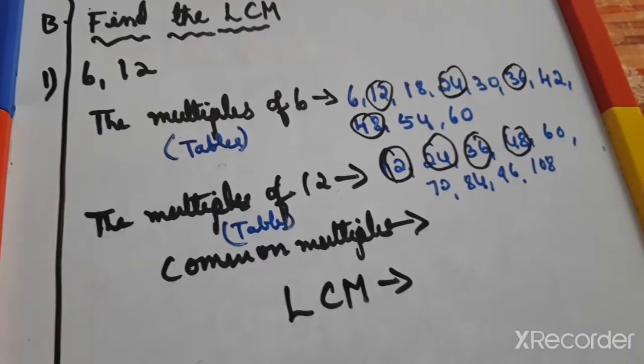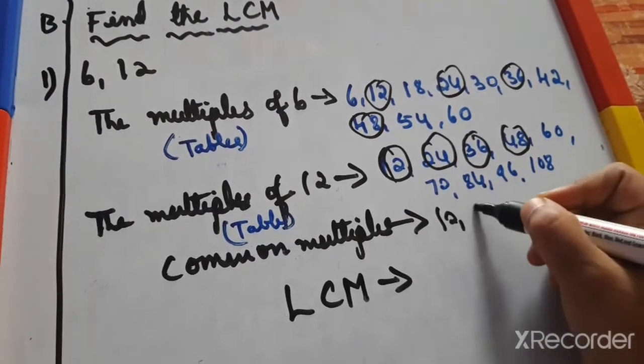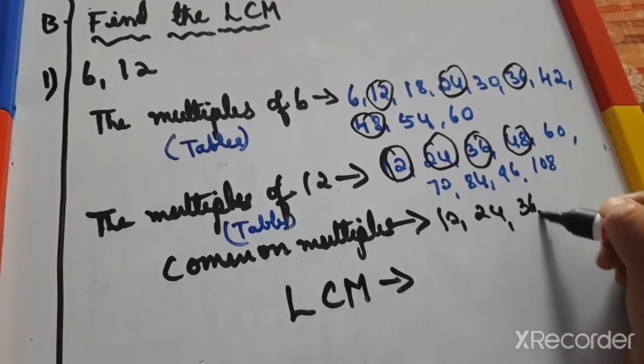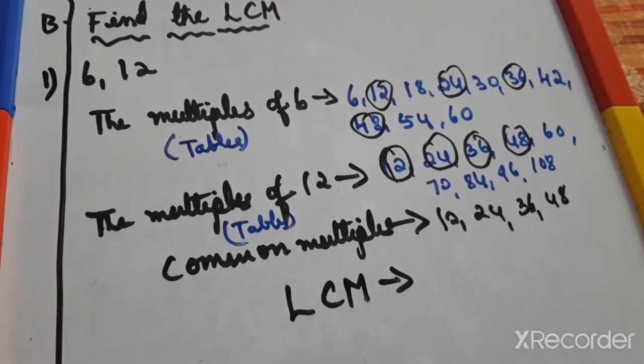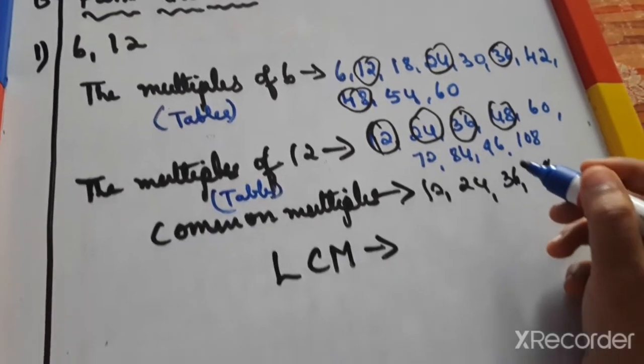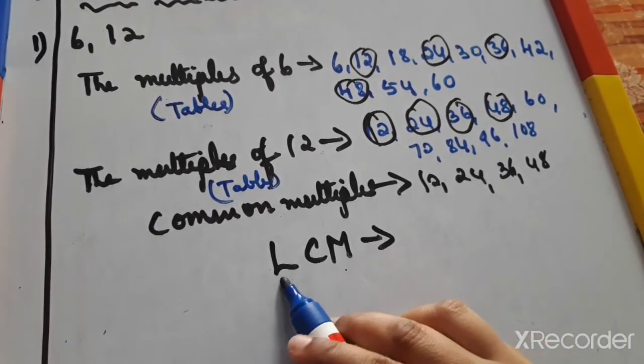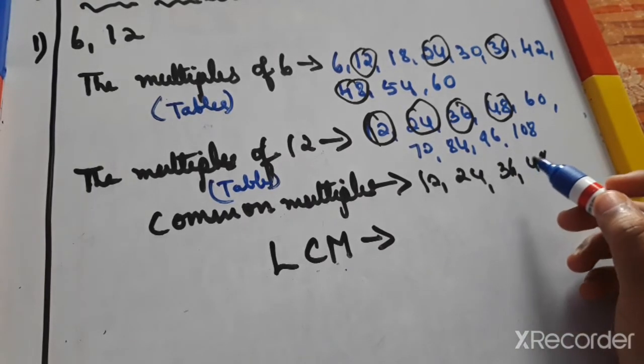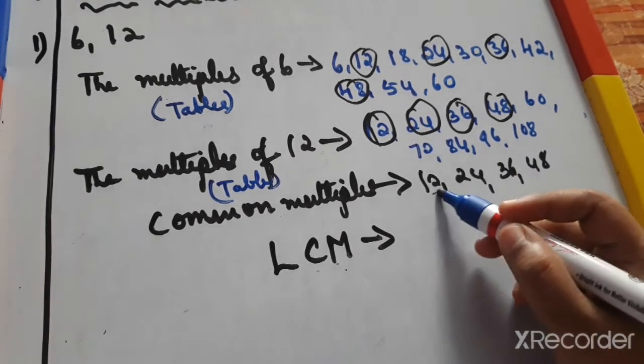So here the common multiples are 12, 24, and 36, and 48 is common. Now we have to write the least common multiple. LCM means least common multiple. Which is the least common multiple here? Which is the least? 12. 12 is the least one.